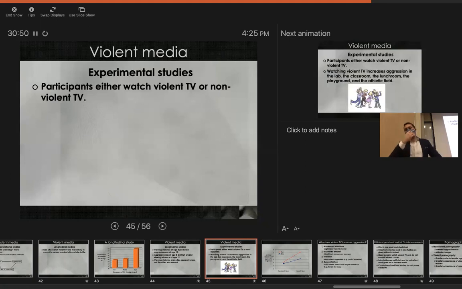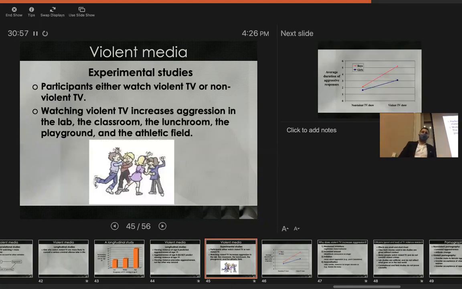And you can do this in a number of different contexts. You can do this in a lab and at home and on the playground at school and all sorts of other contexts. And what studies have shown is that across all sorts of contexts, kids who are randomly assigned to watch violent TV tend to behave more aggressively than kids who did not watch violent TV. Okay? Now, as long as these are properly done experiments, meaning they used random assignment and they controlled for confounds and things like that, then we can now establish a causal connection. We can now say that watching violent TV causes people to behave aggressively.